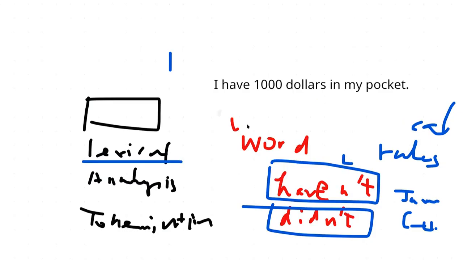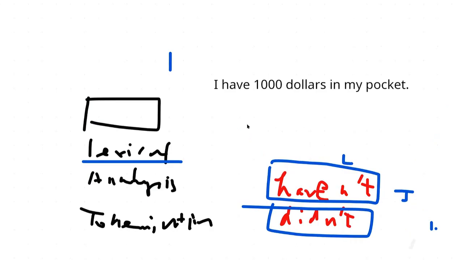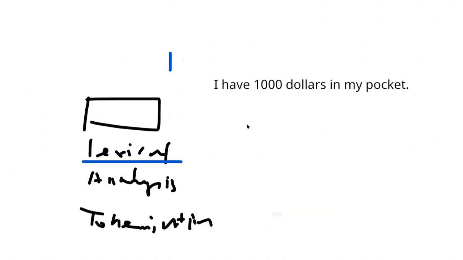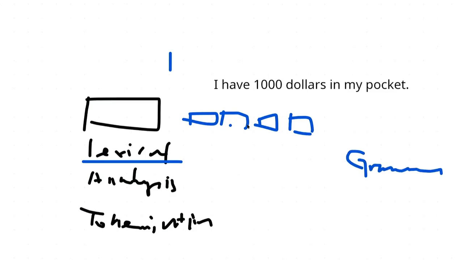Let me clean this out. So that's the first step. The second step is that you get the different words, so you do get tokens. These tokens may have different grammar rules. So we talk about syntax analysis. That's the second step.